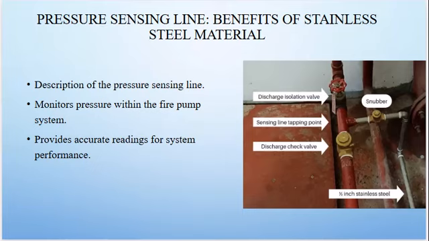Pressure sensing line, benefits of stainless steel material. The pressure sensing line monitors pressure effectively within the fire pump system. Using stainless steel material enhances durability and provides accurate readings. This durability is vital for maintaining consistent system performance. Accurate pressure monitoring is key to effective fire protection measures. Regular inspections of the sensing line ensure reliable operation.